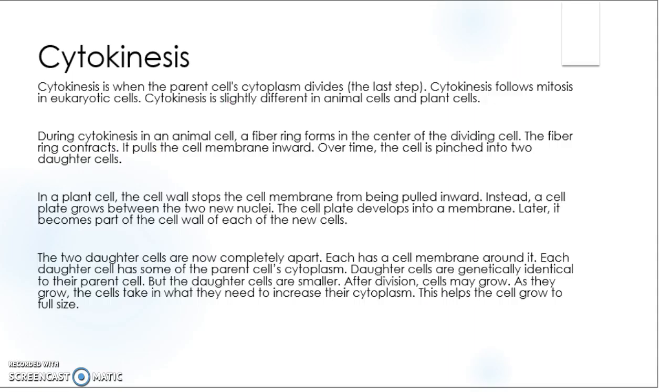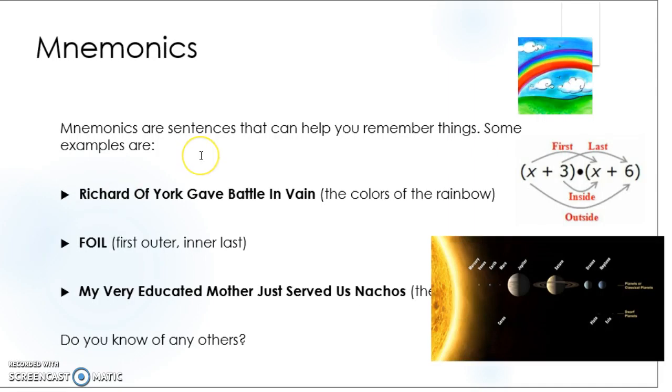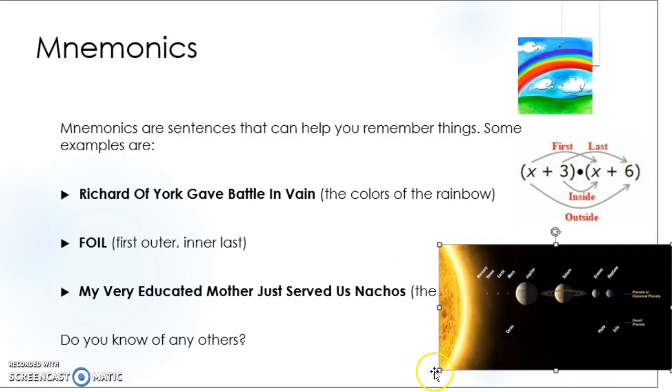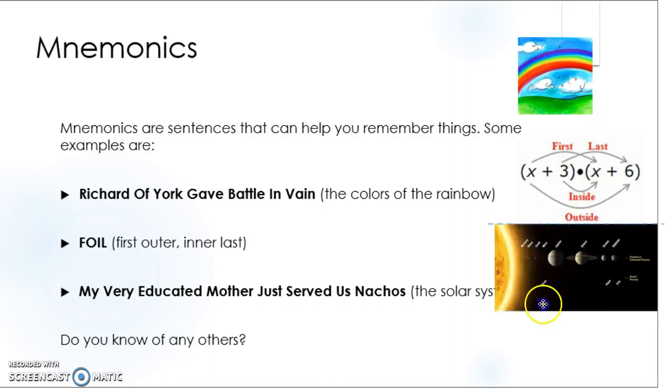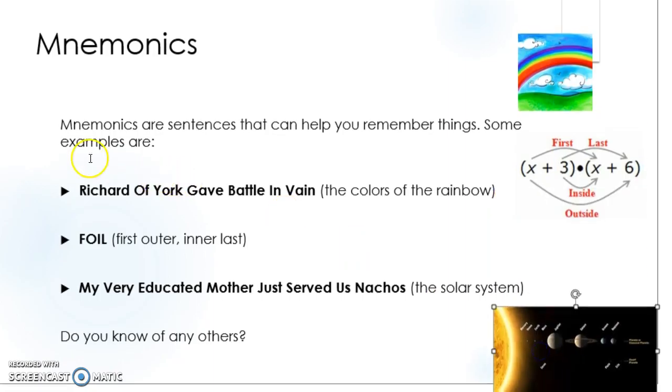And one last review of these. So mnemonics are a great way to help in science, something to remember. You can remember the planets by My Very Educated Mother Served Us Nachos. Can't do it with Pluto anymore. Richard of York gave battle in vain, for the rainbow colors.